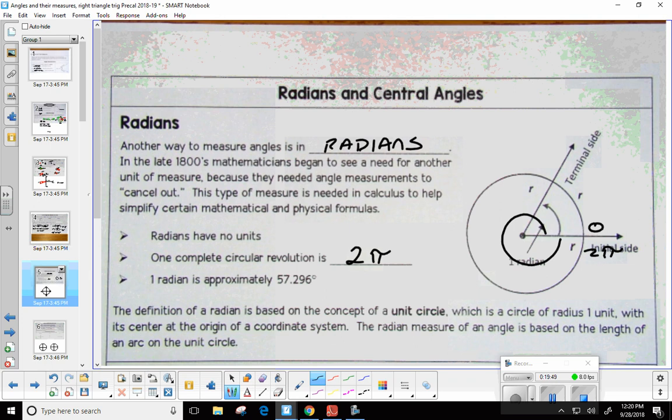Okay. So does anybody think they can tell me how many actual radians are in one revolution? And think about this. What's the value of pi? 3.14, right? But we have 2 pi.